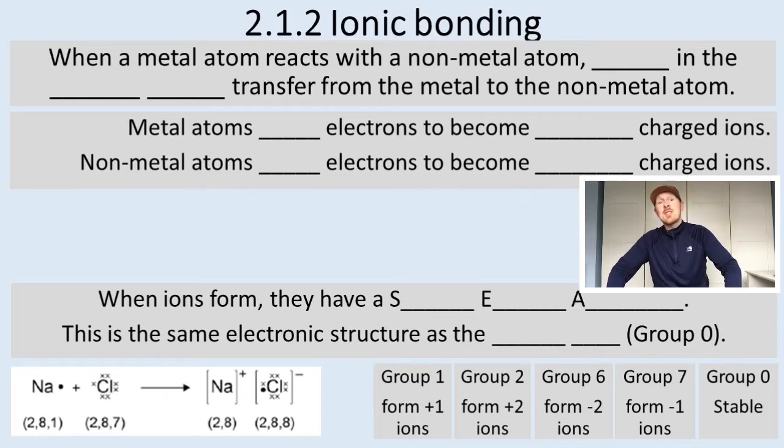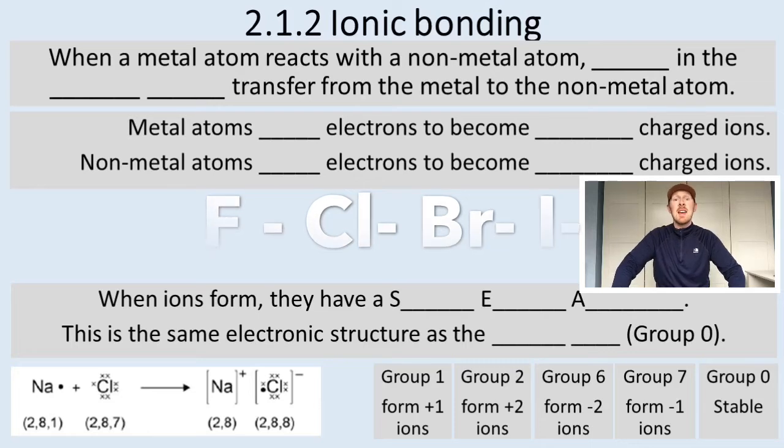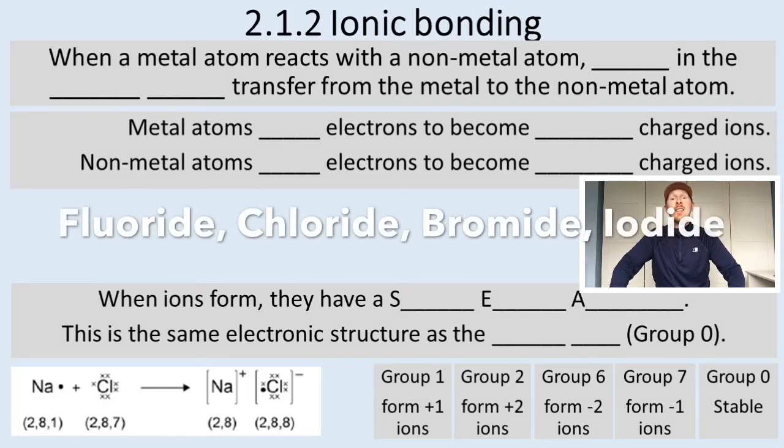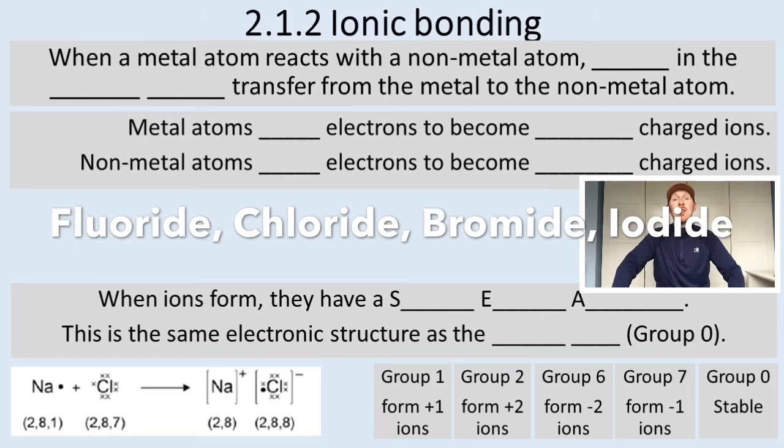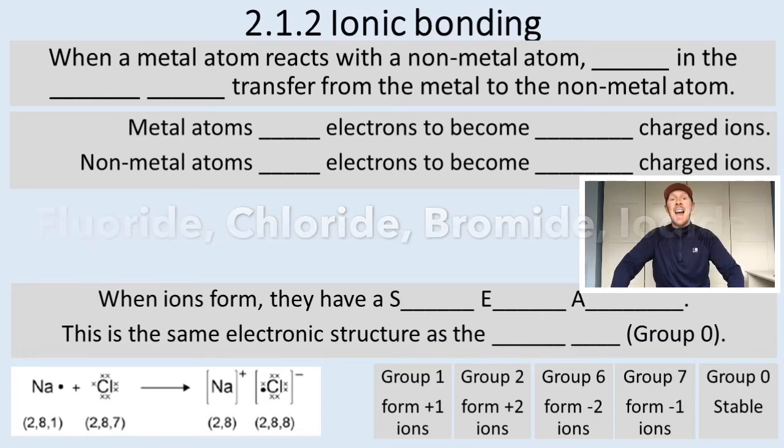Then if we look at the other side, we've got group 7, the halogens. They gain an electron to become an ion. So fluorine is F-, chlorine is Cl-, bromine is Br-, and iodine forms an I- ion. Remember the halogens, when they form ions, they're no longer called fluorine, chlorine, bromine, iodine. They become fluoride ion, chloride ion, bromide ion, and iodide ion. This is just a slight name change.